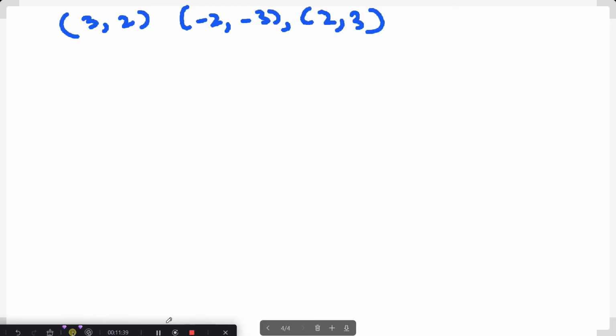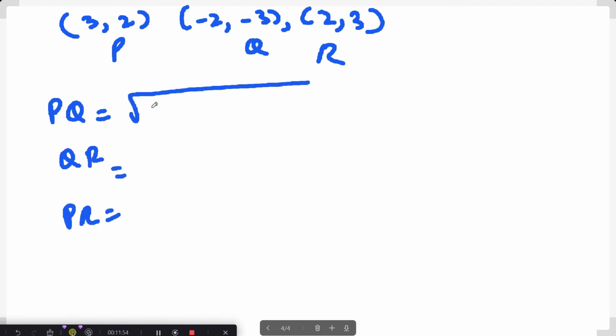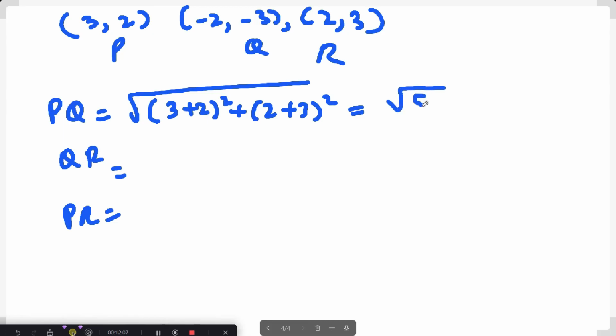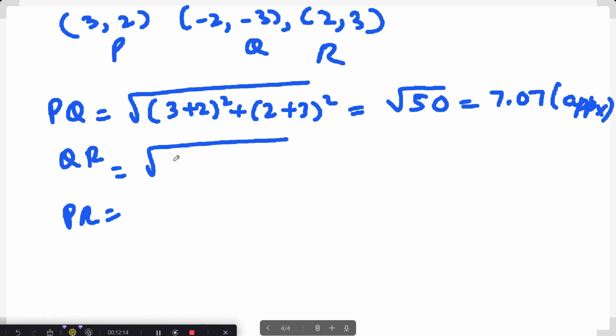Okay, so we have been given these 3 points, right? We have to figure out whether they form a triangle or not, right? So let's assume this is P, Q and R. So let's find out PQ first. Basically we'll find out this, right? We'll find out this. So what will PQ be? 3 minus minus 2 is 3 plus 2 ka square plus 2 minus minus 3 is 2 plus 3 ka square, which is root 50, right? Approx कर दिया हमने इसका.